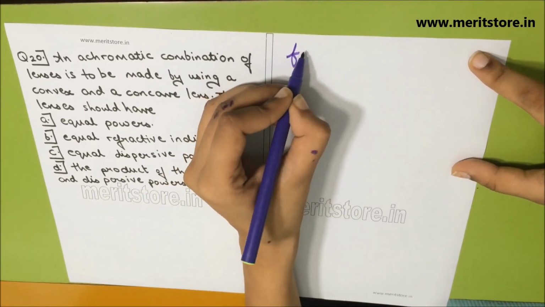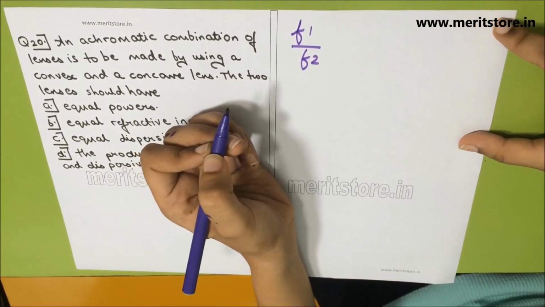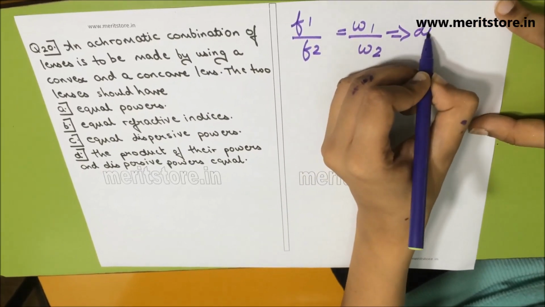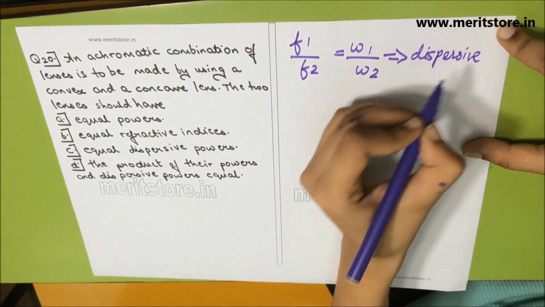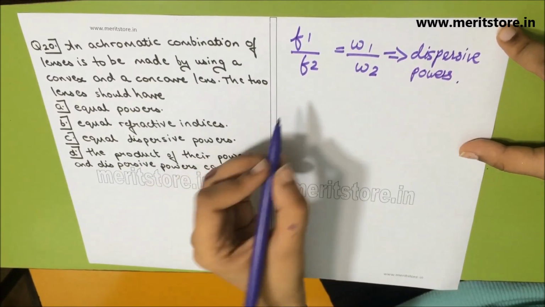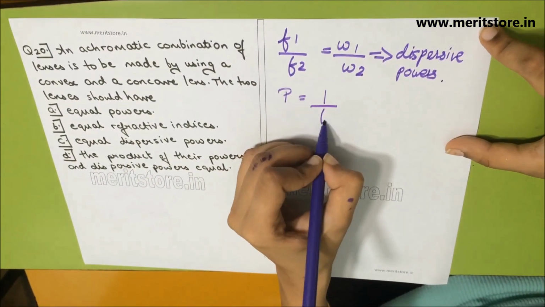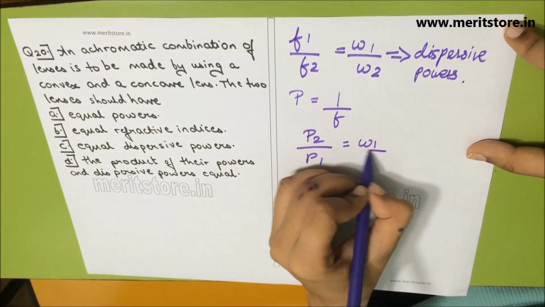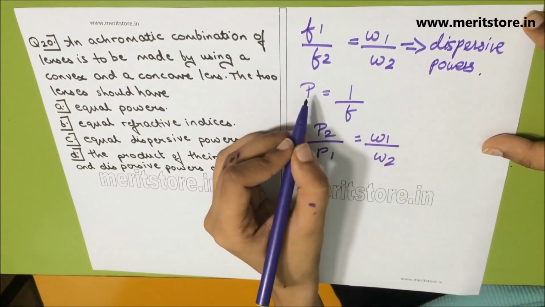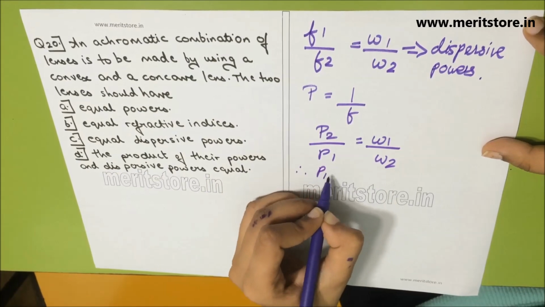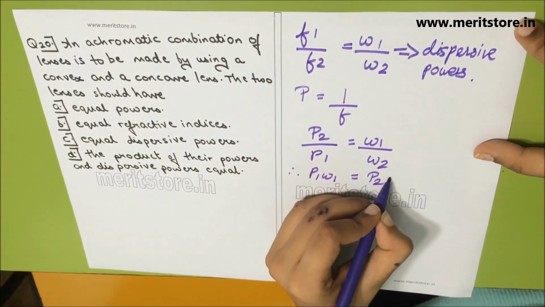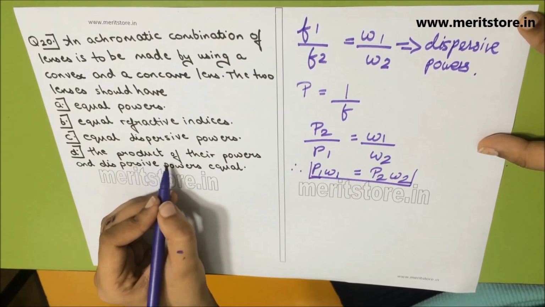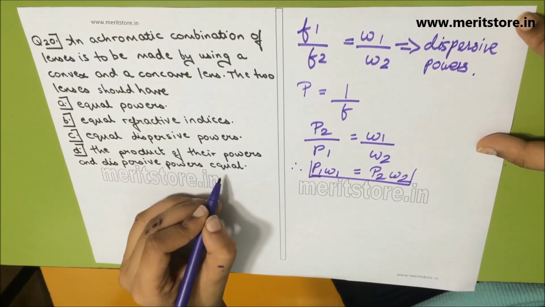So over here we are talking about F1 and F2, there are two focal lengths. They are equal to W1 upon W2. These are my dispersive powers. We have P is equal to 1 by F. Therefore, P2 upon P1 will be W1 upon W2, since they are inversely proportional to each other. Therefore, P1 W1 will be equal to P2 W2. This is the mathematical form of this statement. The product of their powers and dispersive powers equal.